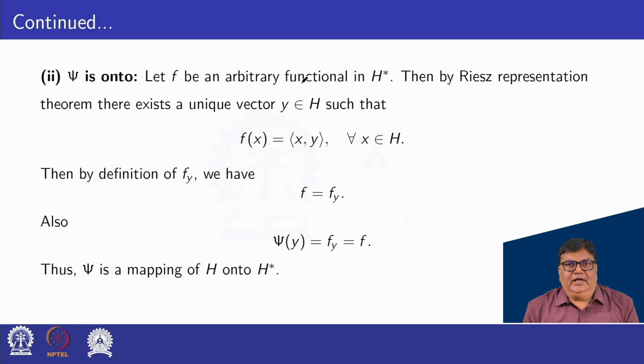Let f be an arbitrary functional in H star. Then by the Riesz representation theorem, there exists a unique vector y belonging to H such that f x is equal to inner product of x, y. Then by definition of Fy, we have f is equal to Fy, that is psi of y is equal to Fy, that is f. Thus, psi is a mapping of H onto H star. So the second part is also proved.